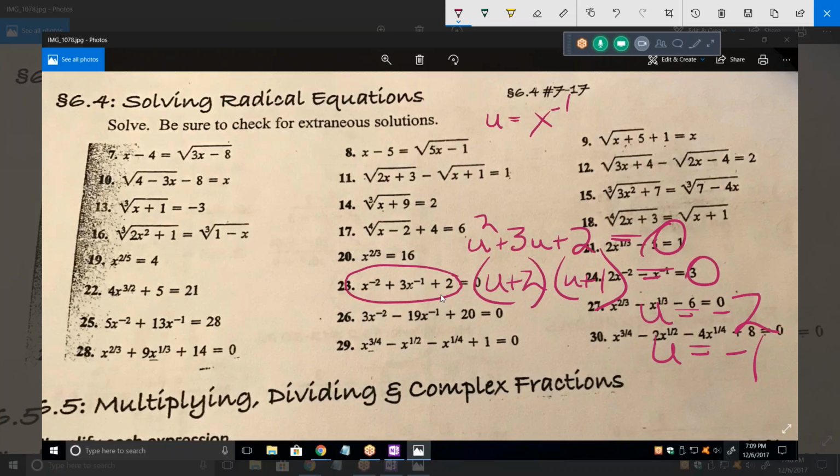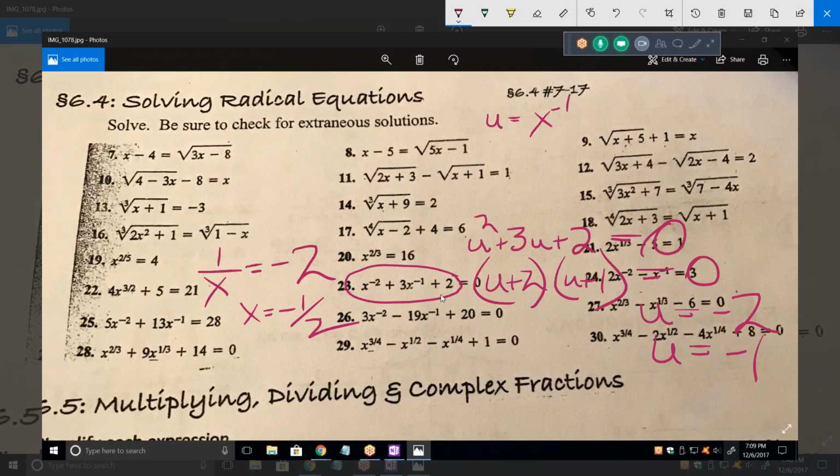Now go back and substitute x to the minus 1 for u. So now I have 1 over x, which is x to the minus 1, equals minus 2. Solve that. So x equals... Multiply both sides by x, divide both sides by minus 2. Okay. So, yeah, 1/2. Okay. The other one said u equals minus 1.